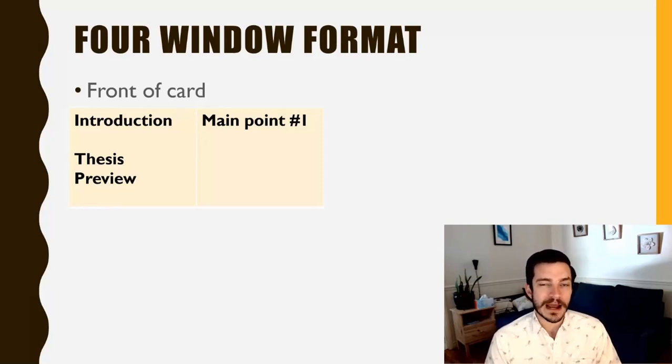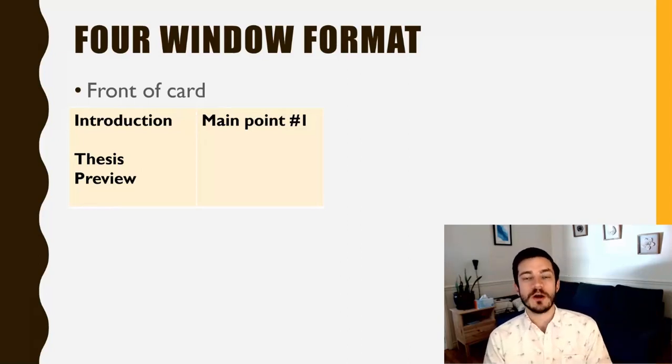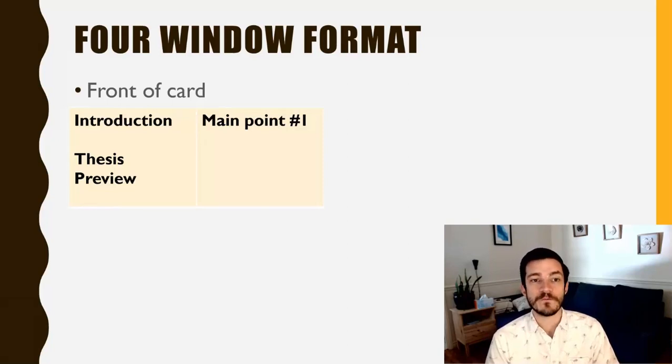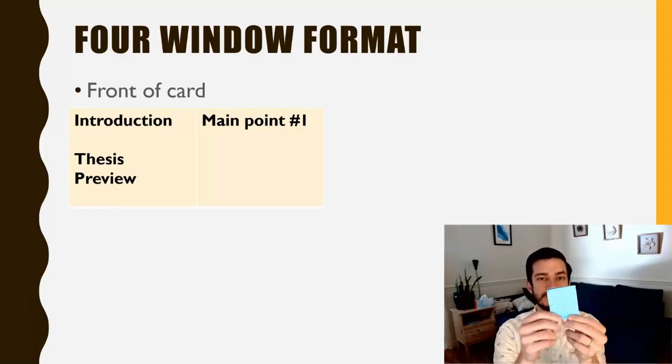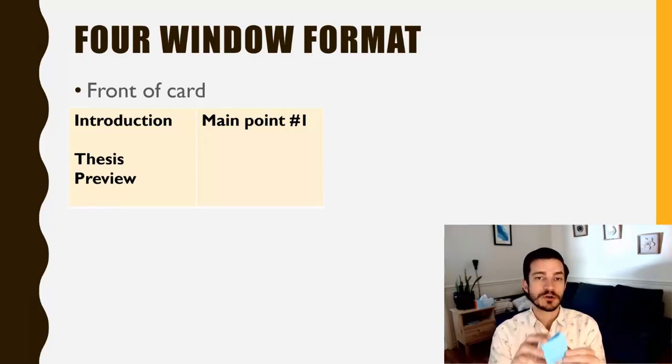The four-window format will allow you to follow the same structure for your notes for every note card that you do for a speech. On the front of the note card, you should write in window number 1 your introduction, your thesis, and your preview. So on the front side, on this half, intro, thesis, preview. On the opposite side of the front of the note card is where you will write main point 1. So all of main point 1 should be written on the right box of the front of the card.